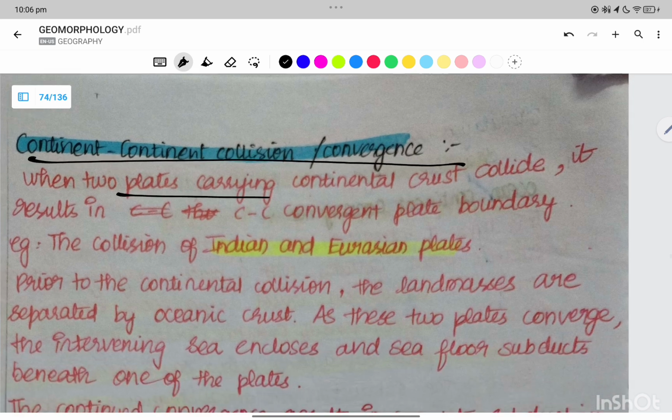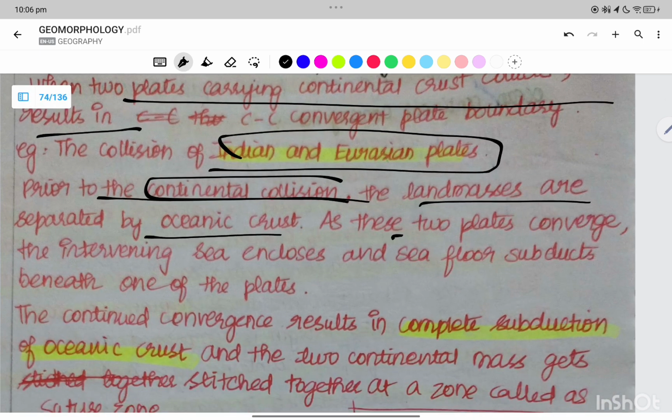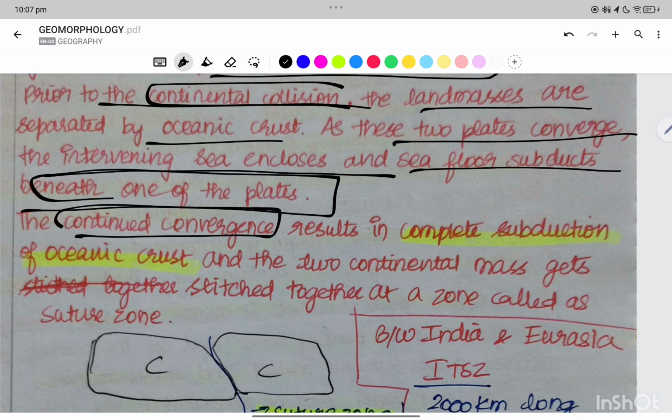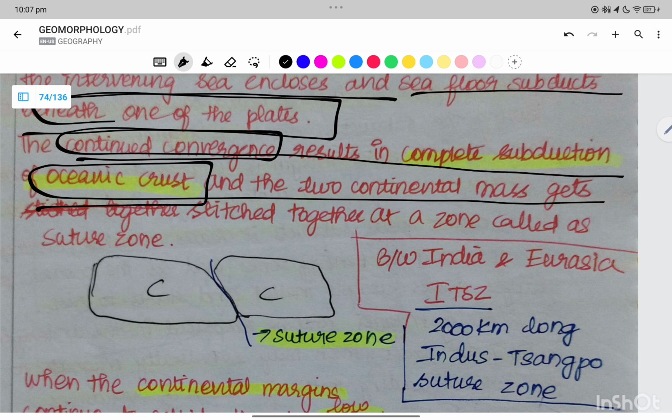Continent continent convergence: when two plates carrying continental crust collide, it results in the continent convergent plate boundaries. The collision of the Indian and the Eurasian plates. Prior to the continental collision, the landmasses are separated by the oceanic crust, and as these plates converge, the intervening sea closes and the seafloor subducts beneath one of the plates. The continued convergence results in the complete subduction of the oceanic crust, and the two continental masses get stitched together.